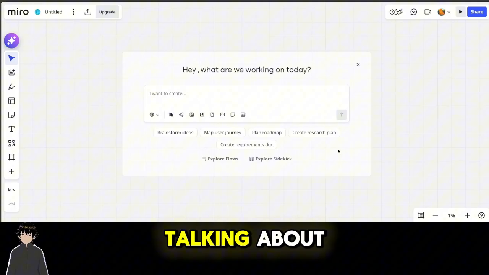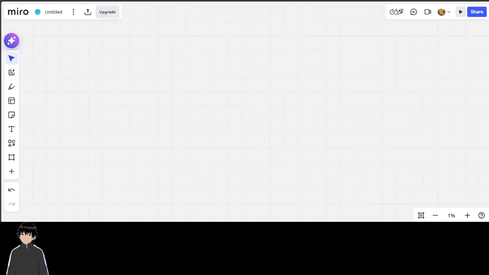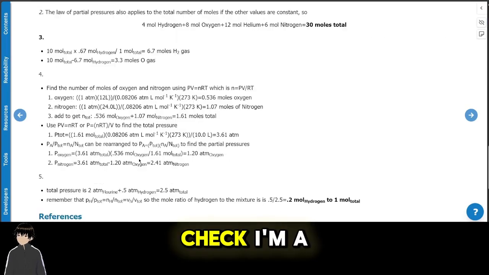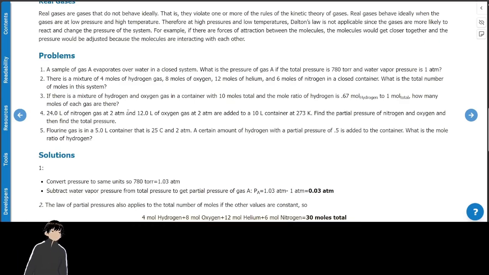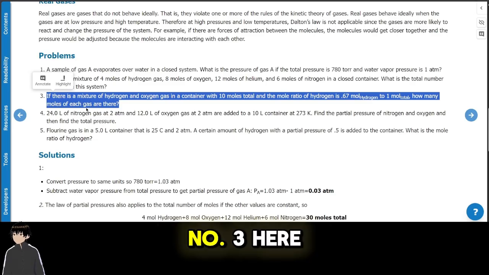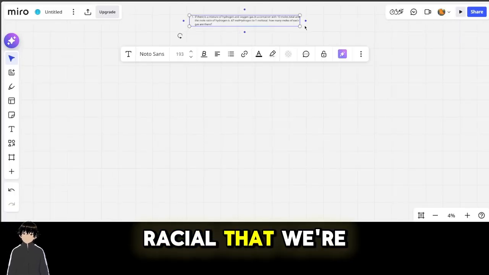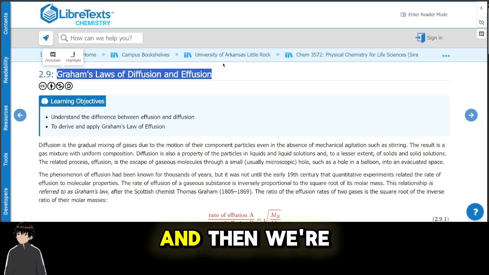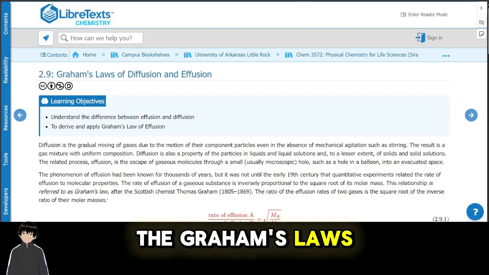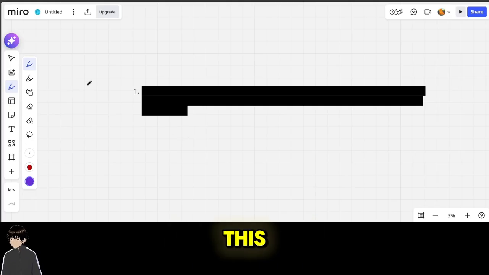Okay, now we're going to be talking about, let me just check another example. Let's do number 3 here, because there is a mole ratio. There's one problem with a mole ratio, and then we're going straight to Graham's law, diffusion and effusion.